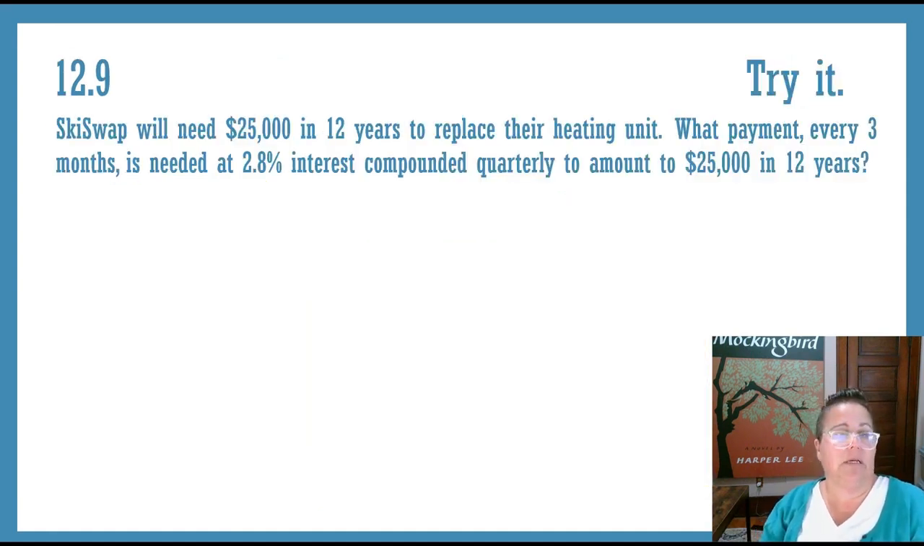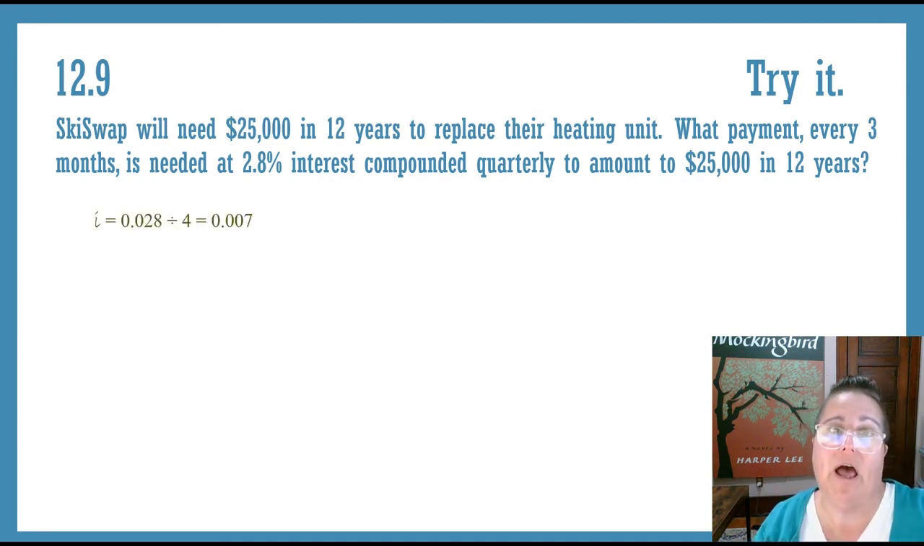Here's a sample. Ski Swap will need $25,000 in 12 years in order to replace their heating unit. What payment every 3 months is needed if they get 2.8% interest compounded quarterly in order to amount to that $25,000 in 12 years? So we've got an interest rate. We know it's compounded quarterly. We know their payments are going to be every 3 months. That's also quarterly. We know they have a goal amount of $25,000.